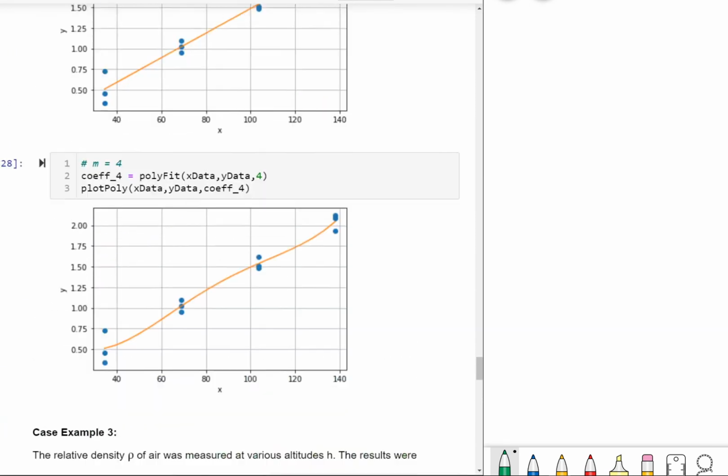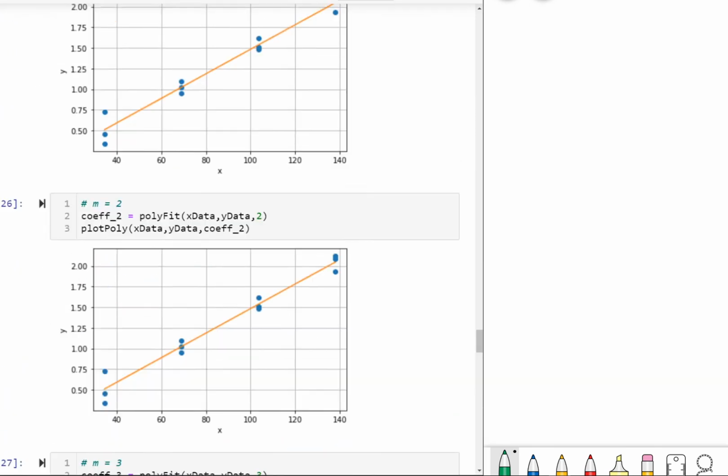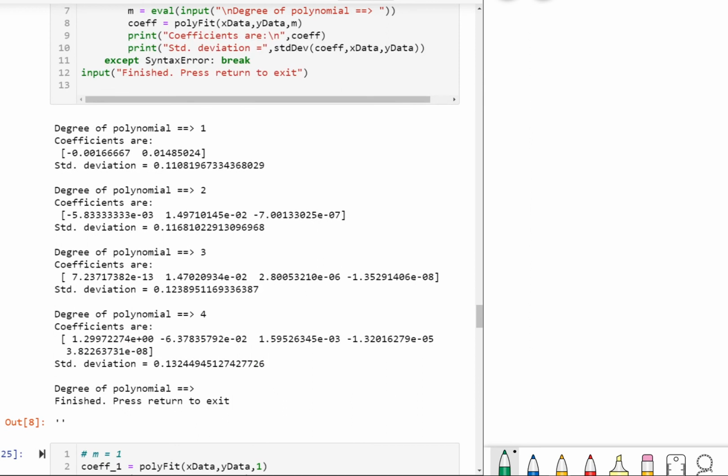In the second example previously, we had very close first degree and second degree, so in that case we will choose the first degree polynomial, or the linear equation.